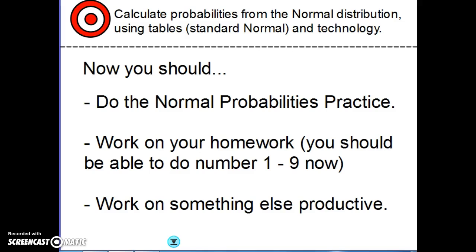Okay? All right, so right now what I'd like you to do, go ahead and do the normal probabilities practice. Okay, it's only 4 questions, I believe. There is an answer key if you need to check your answers when you're done. Okay. After that, please work on your homework. You should be able to do numbers 1 through 9 now, okay, which is a good majority of the packet.